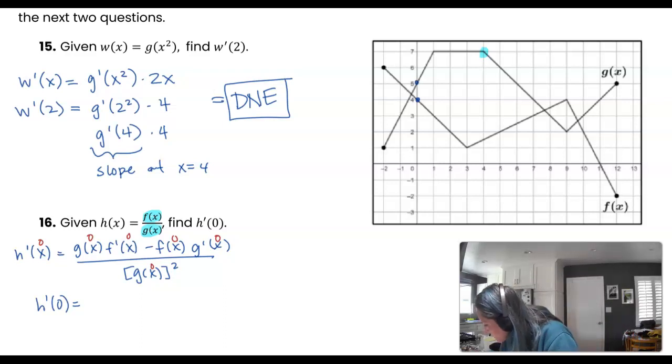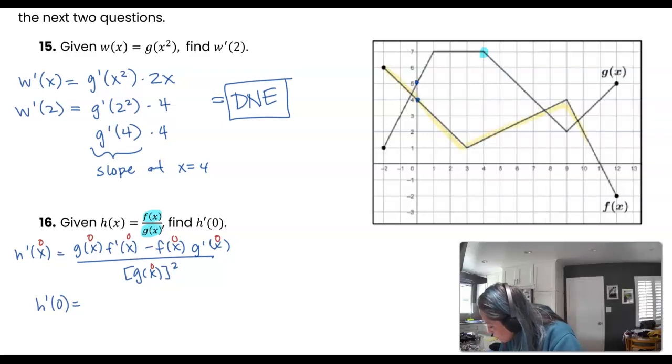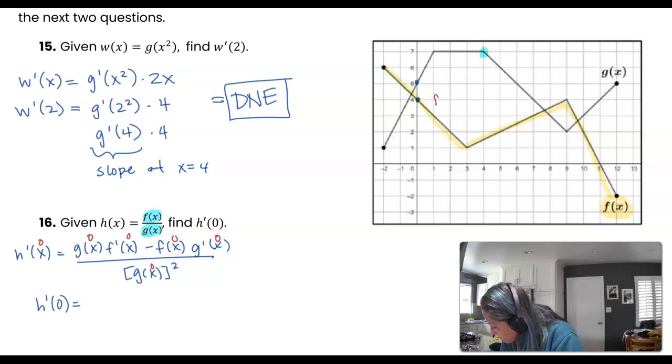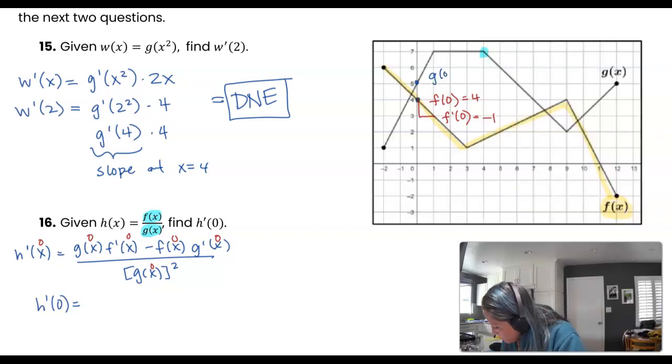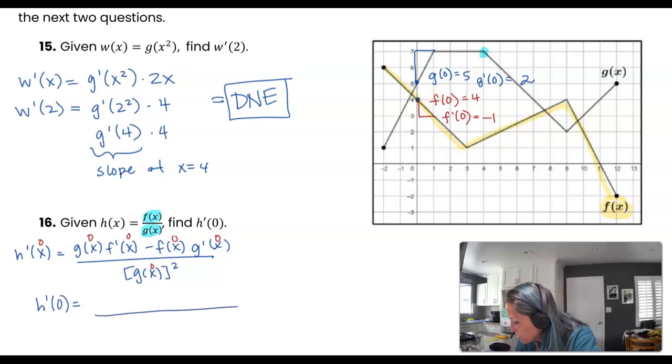So f is, I'm making sure, according to this, this is our f function, right? So let's go ahead and write down what we have for f. So f of 0 is equal to 4. F prime of 0, our slope for this line, is just -1. And we'll do the same thing for g, which is our other graph. G of 0 is 5, and then our slope for g at 0 is +2. So now we have all the bits and pieces we need for this quotient rule evaluation.